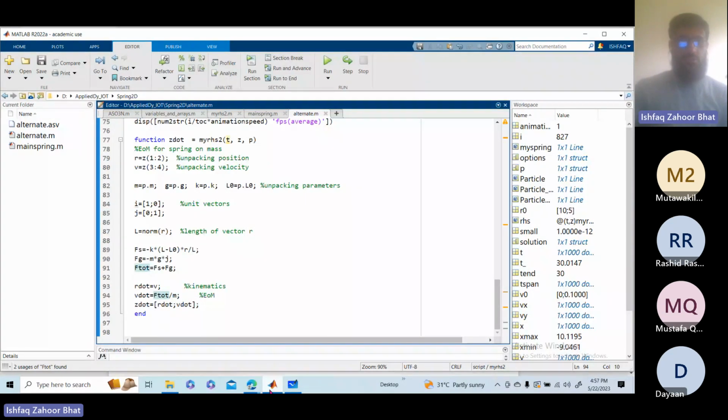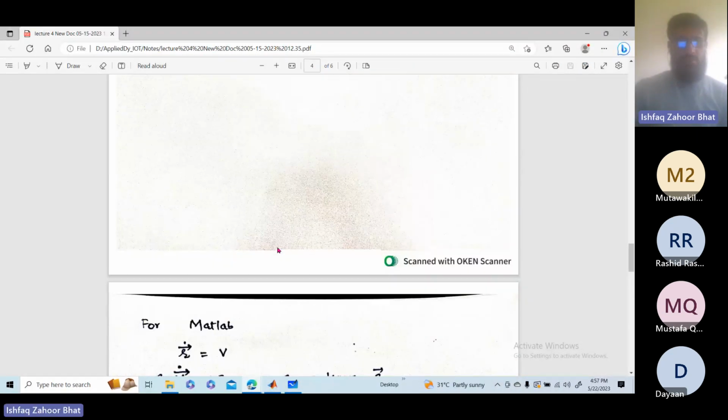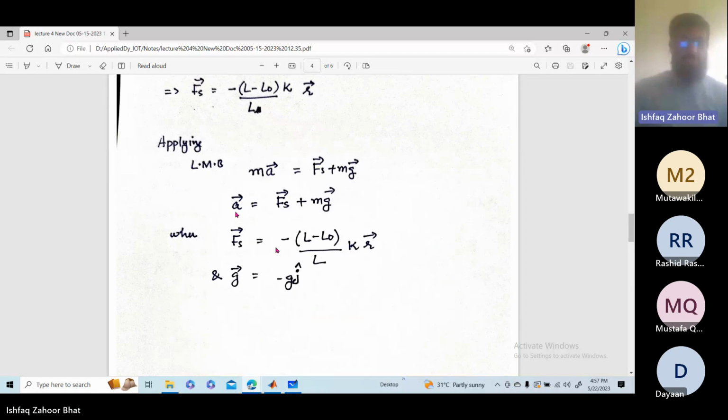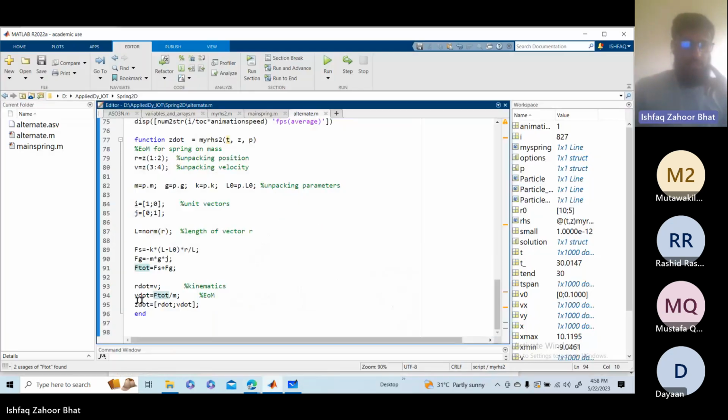So let us go here. You can see this acceleration is nothing but the net external force, which is Fs plus mg, divided by this mass m. Again, I am saying that I have forgotten to write this m in the denominator. So you have to write this m here. So this v dot, which is acceleration, is nothing but F total upon m.